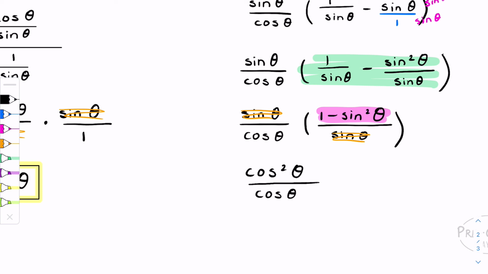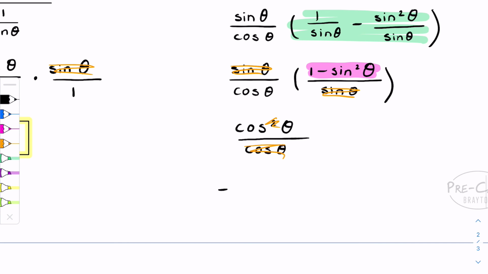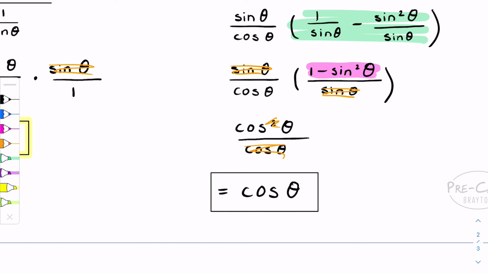And if I have two values of cosine in the numerator, I can eliminate one of those values, and I can eliminate one of those in the denominator. And this leaves me with my final answer after all of that work with just cosine of theta. And that's my final answer.